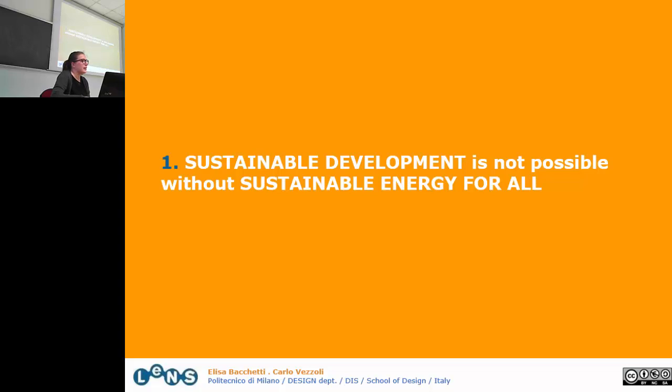The fact is that the scientific community, but even everyone in public opinion, recognizes that sustainable development is not possible without sustainable energy for all. With this sentence, usually we refer to places like Africa where they don't have much access to energy and so on. But if you think about our lecture today, without energy, it wouldn't be possible to make it. We cannot have the beamer.